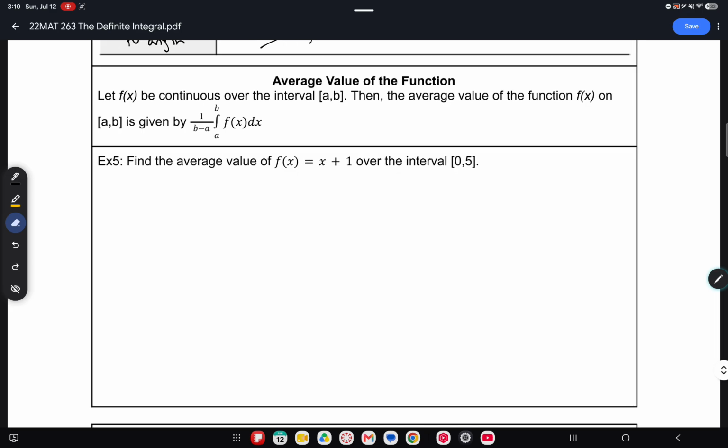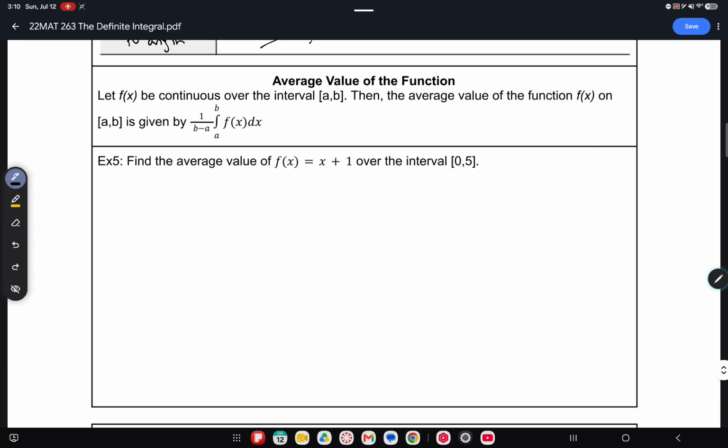All right, I have this idea of average value of a function. So let f of x be continuous over the interval a to b. Then the average value of the function f of x on the interval a to b is given by 1 over b minus a, and then the integral from a to b of f of x dx. Right, average is just dividing by the number of terms, right?